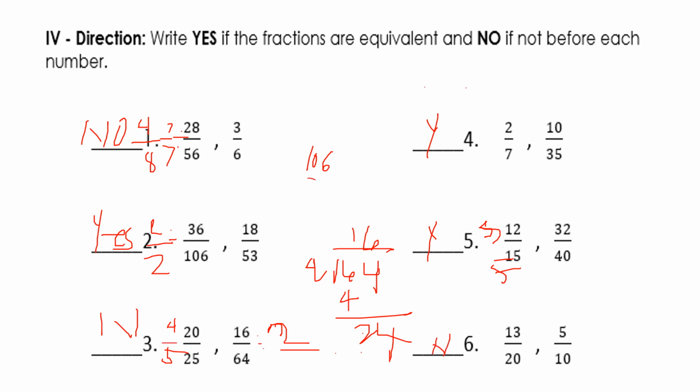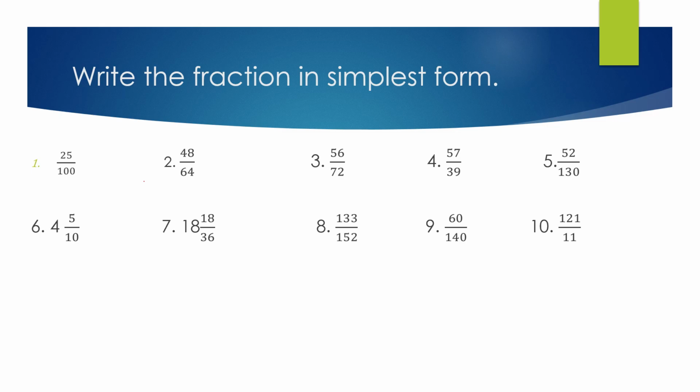Now let's check the next part. Okay, write the fraction in simplest form. Okay, you can do it on your own. This one is really easy. In simplest form, you can divide it by 25. Okay, so the answer here is 1/4. Okay, so just like what we did on those first and second, you can do it on your own.